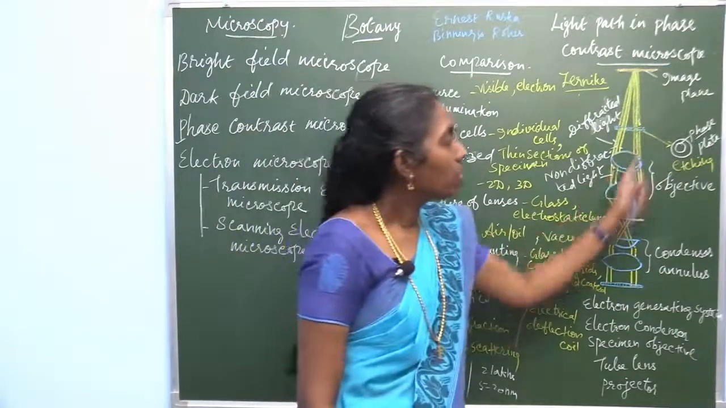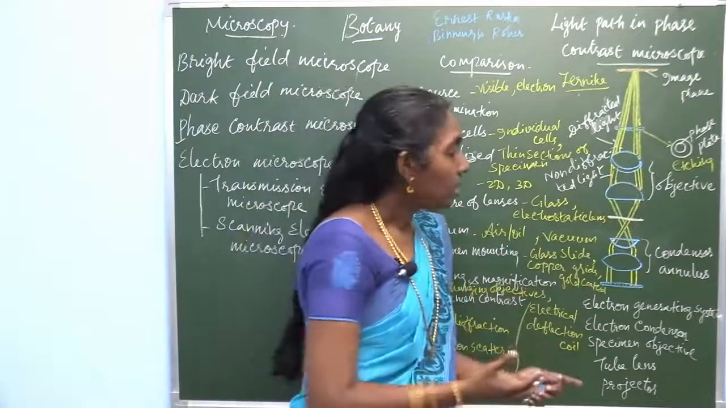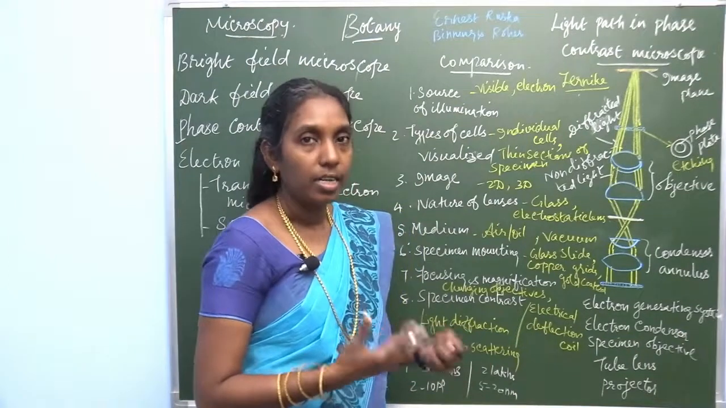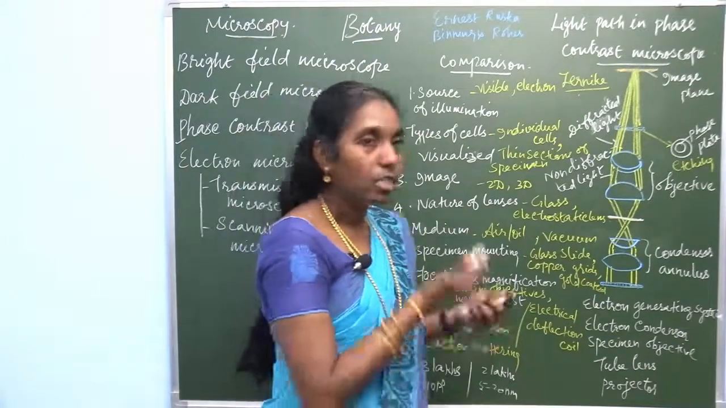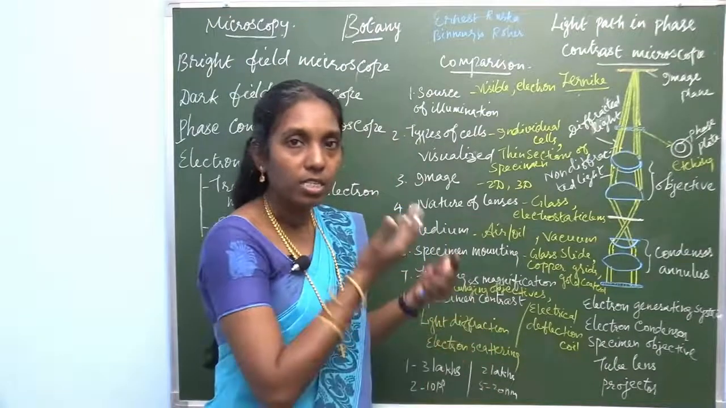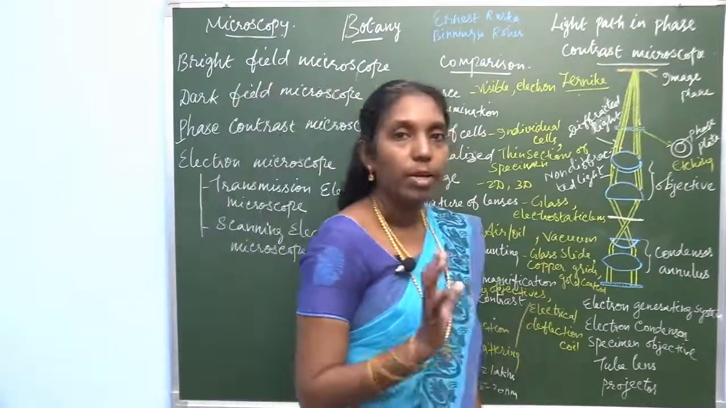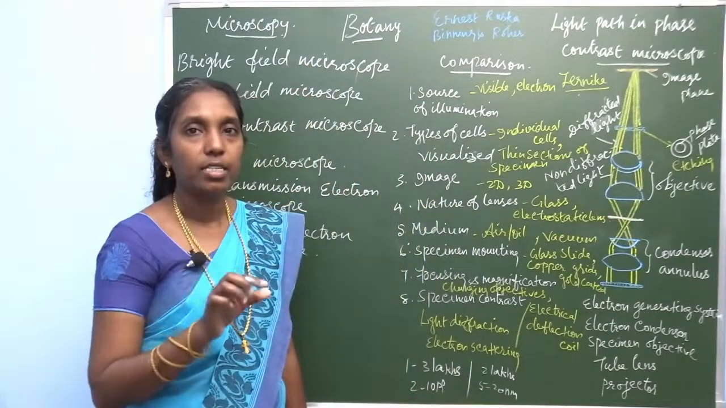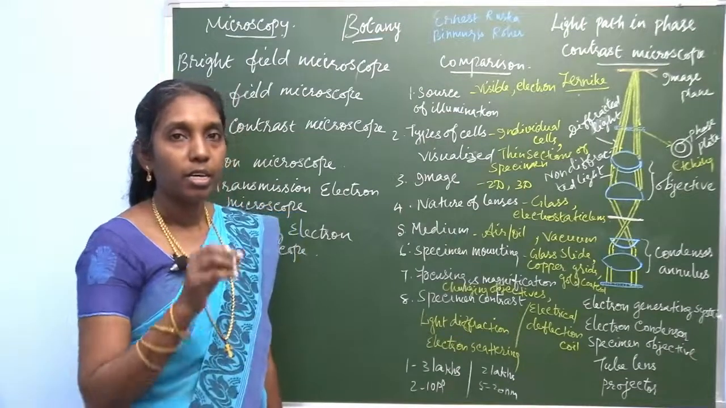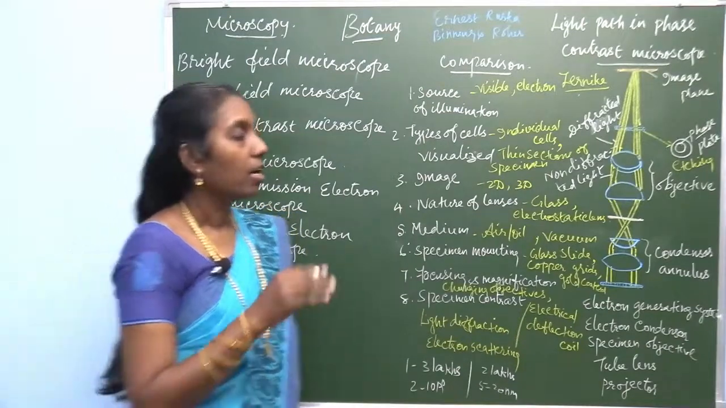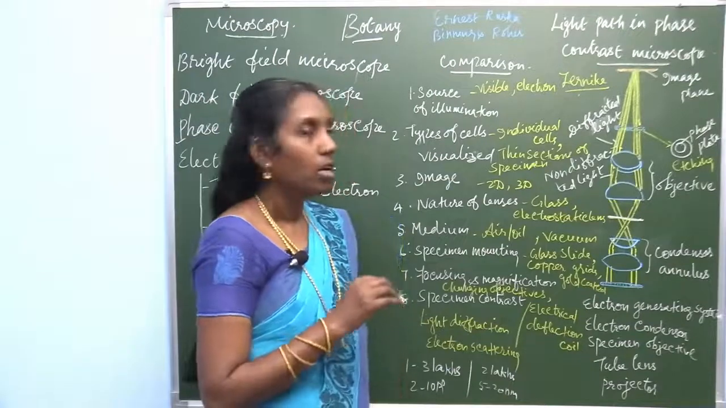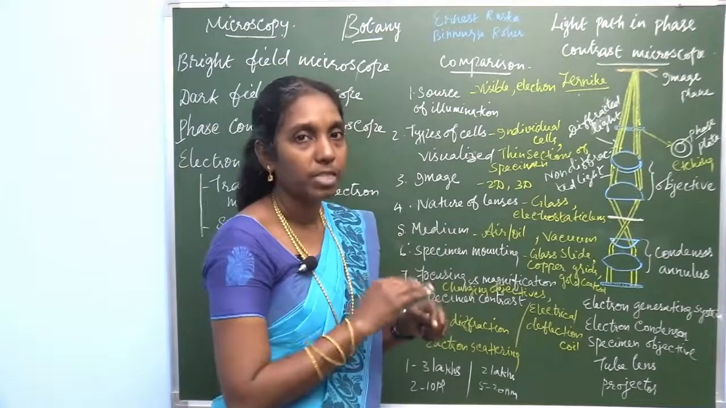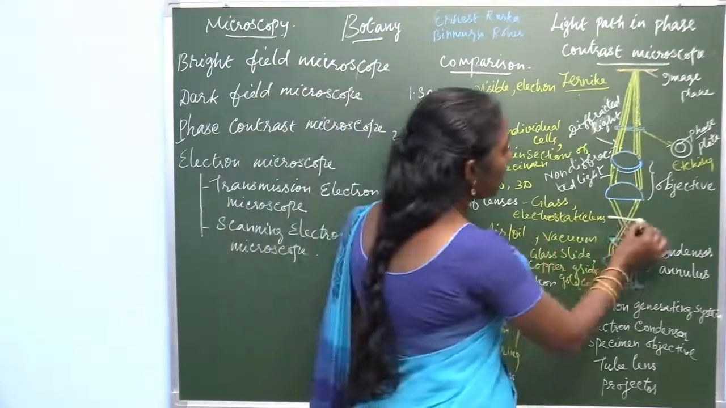So this is used here. The phase plate is placed in the condenser. When the beam of light passes through the specimen, you know, in the microscope there is a specimen. In light microscope we place it on a microscopic slide. The specimen is spotted there and mounted with a cover slip, and it is placed on the adjustable stage present in the microscope. Here this is the stage.